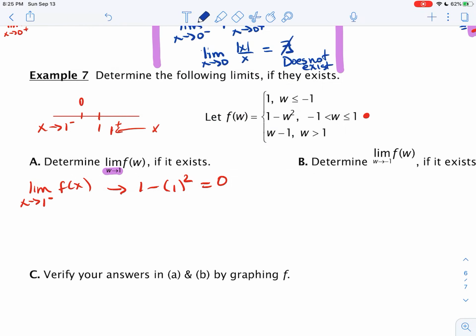Next, I can take the limit as x approaches 1 from the right, and here I'm looking at a test point over here, maybe 2. So where would 2 be? 2 would be in this range for w bigger than 1. So I would say the limit as x approaches 1 from the right is going to go to 1 minus 1, because we are putting in our value in that expression.